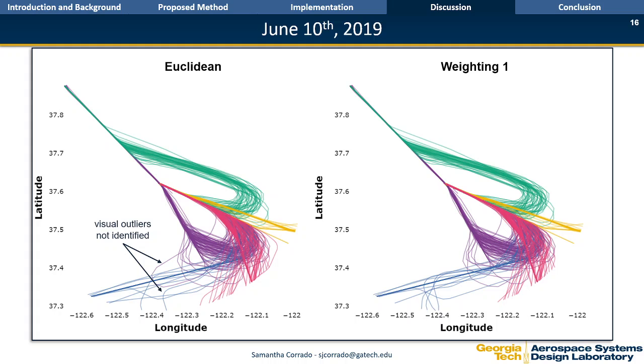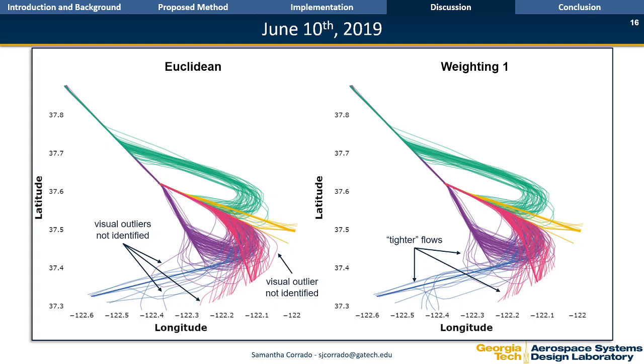Additionally, there are some blue trajectories that appear to be visually outlined that the Euclidean distance does not pick up, but weighting 1 does, making the blue flow a tighter flow. And similarly, there are some outliers in the pink flow that the Euclidean distance does not pick up, but weighting 1 does, making the pink flow a tighter flow. Overall, it appears that the flows identified with weighting 1 when compared to the Euclidean distance are tighter or more precise, which is what we were hoping for, and also what we were expecting based on the quantitative results on the previous slide.